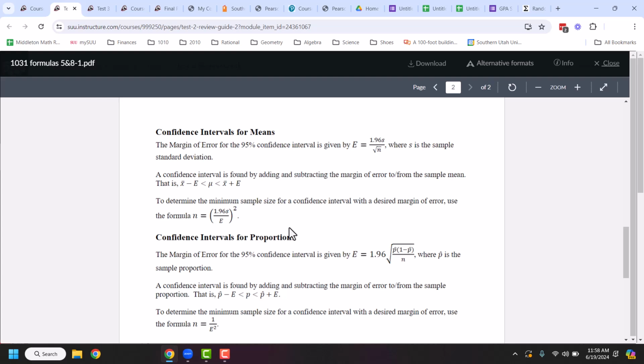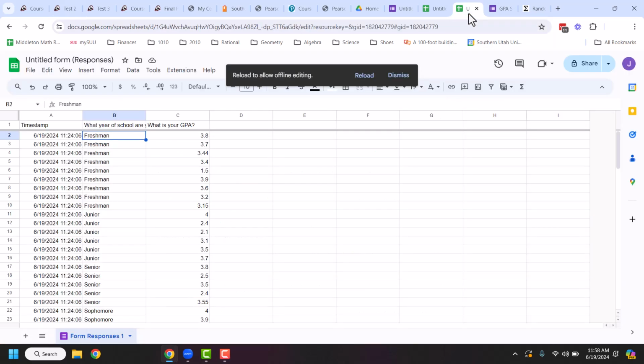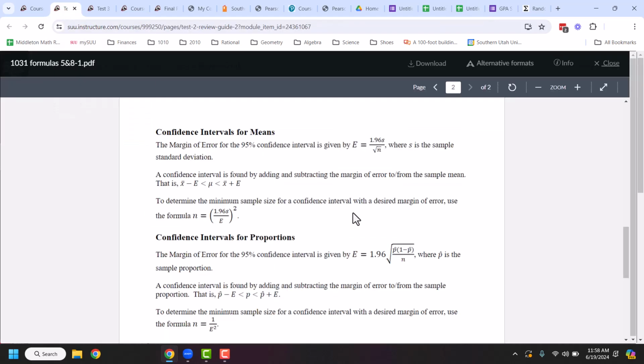So, for my question, I think it would be helpful to do confidence intervals for means because proportions have to do with what fraction of people maybe got A's or B's or whatever. And you could still do confidence intervals for that if you split up your GPAs into maybe categories and then looked at what percentage of people got each one of those. But I think it would be more useful to look at the mean or the average GPA.